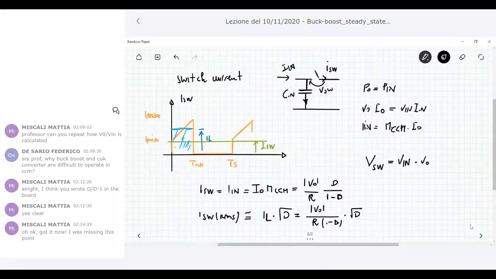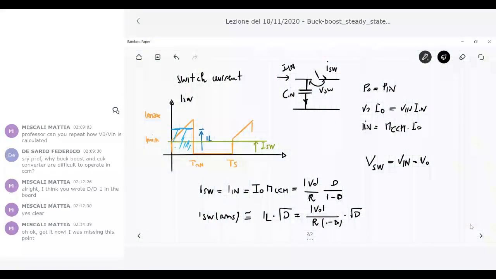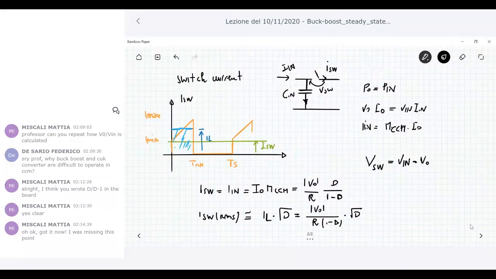V in minus V0. Remember that V0 is negative, so across this switch you could have a very large voltage drop. So you have to buy a transistor whose breakdown voltage could be, in this case, very large, because it's a summation of the input and the output voltage.